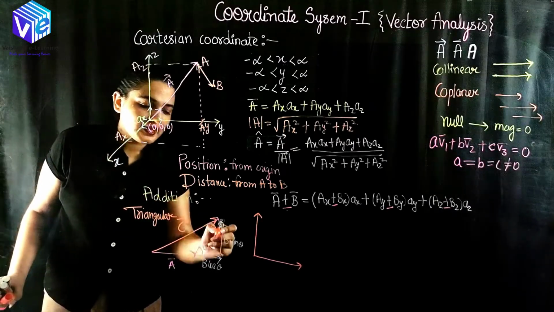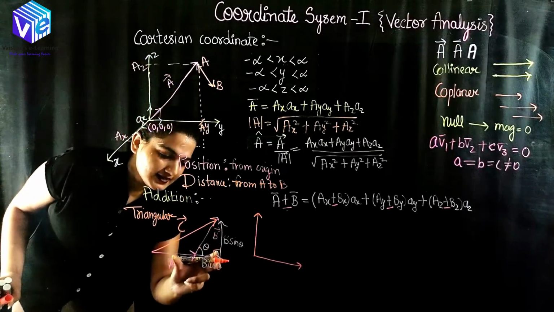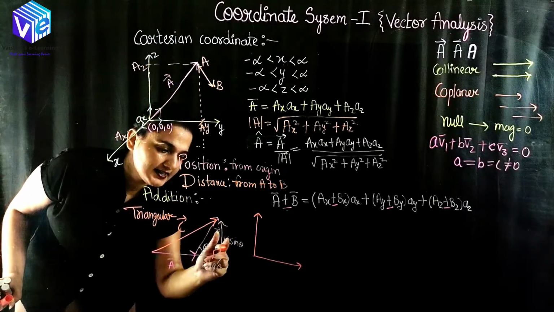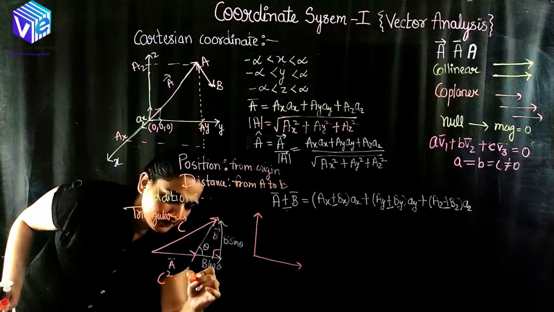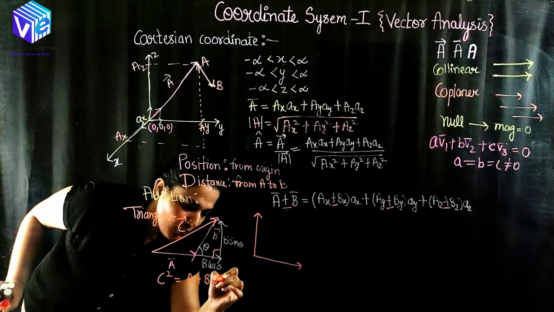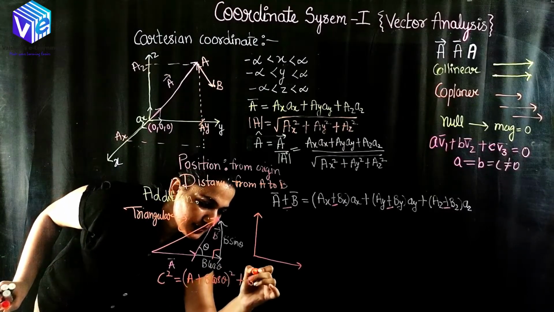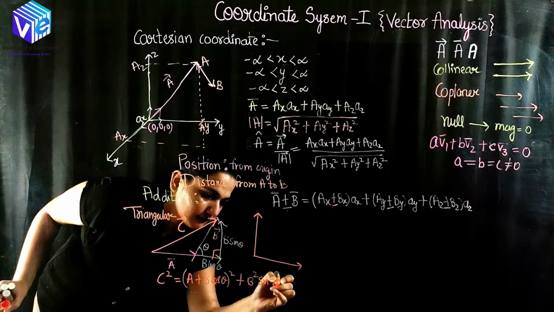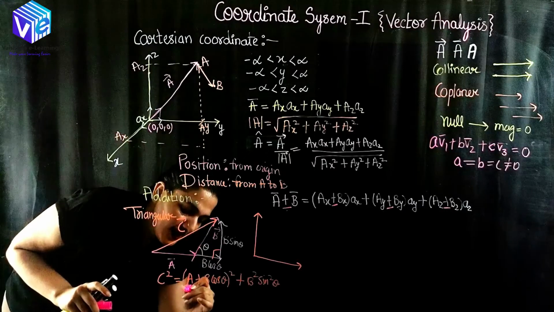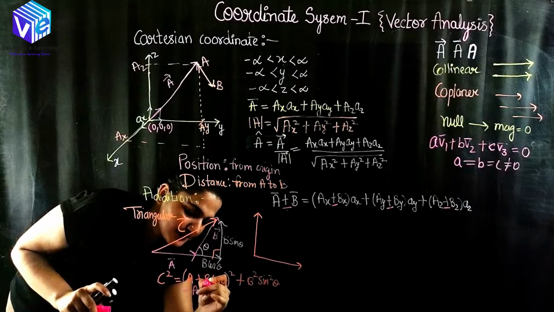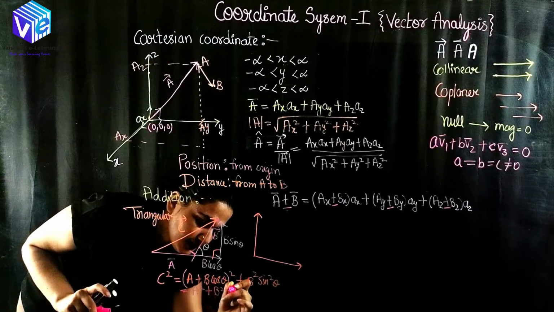Now we can use the Pythagoras theorem here. The base is A plus B cos theta and the height is B sin theta. So C square will be A plus B cos theta whole square plus B square sin square theta. Now I will simplify it. Here I will use the identity of A plus B square, so I will have A square plus B square cos square theta.